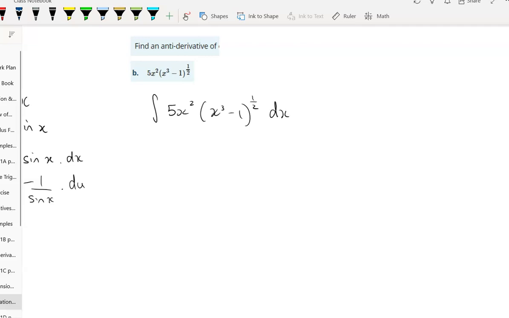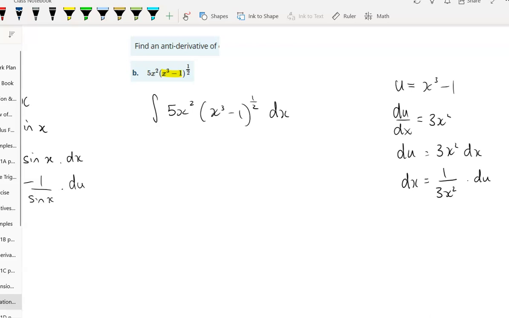Then over here on the right hand side, where you've got a little bit of space, I'd like you to write down what function you believe u is going to equal. Well, I'm hoping that you will know that u, wherever possible, is the function inside the brackets. In this case, u is going to be x cubed minus 1. So du/dx is equal to 3x squared. Therefore, du is equal to 3x squared dx. So dx is equal to 1 on 3x squared times du. Pretty common patterns are going to happen here.